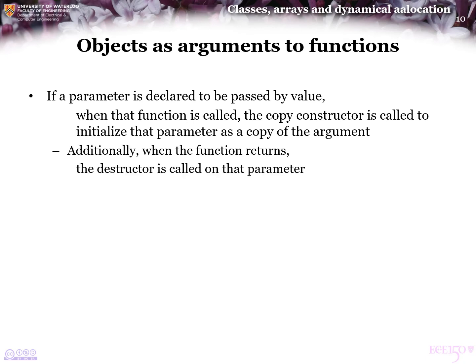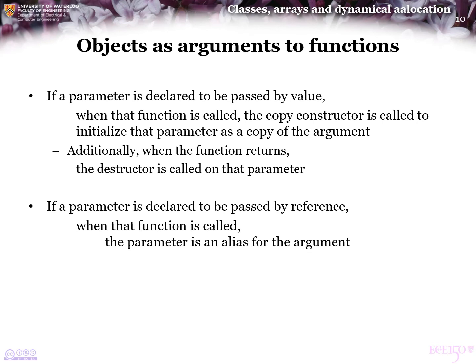Additionally, when the function returns and that parameter consequently goes out of scope, the destructor is called on that parameter. On the other hand, if a parameter is declared to be passed by reference, when that function is called, again, the parameter is an alias for that argument. So any change to that parameter inside the function will actually be a change to the argument.